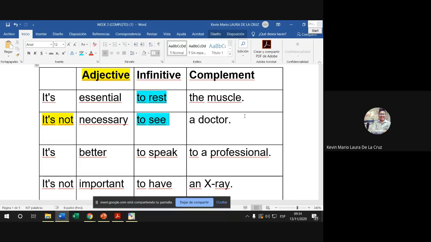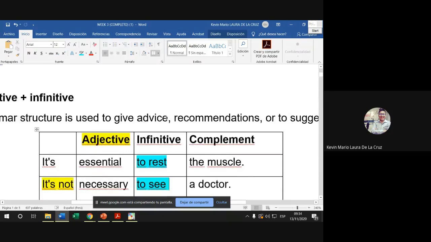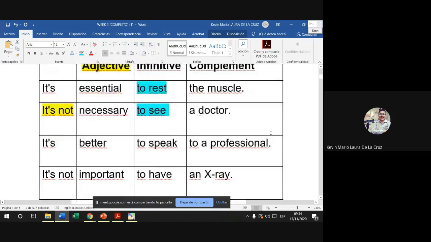I'm not telling you that you have to use this every time. You can use other personal pronouns, but this is much better because this is specifically talking about it's and it's not, which refers to the main objective of our lesson. It's to give advice, recommendations, or some suggestions. Got it?